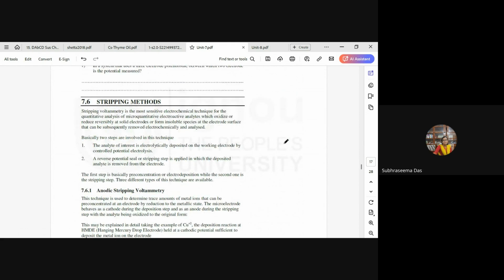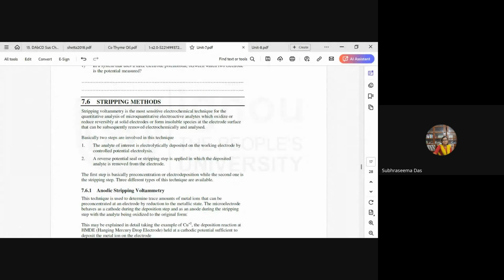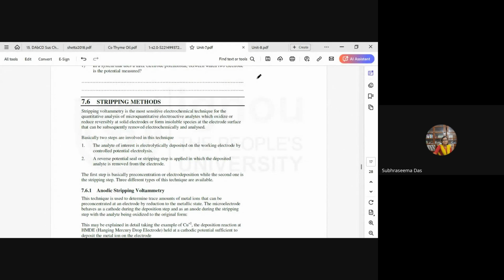So now coming to stripping methods. Stripping methods are a very sensitive electrochemical technique for the quantitative analysis of micro quantities of electroactive analytes which oxidize or reduce reversibly at solid electrodes or form insoluble species at the electrode surface.